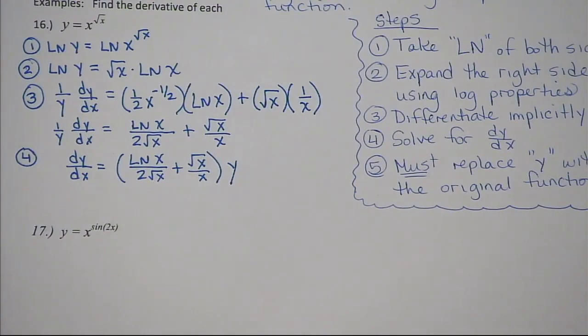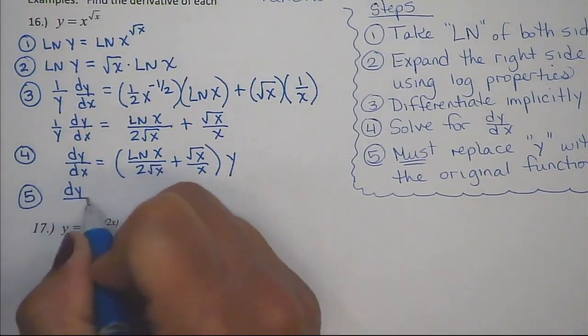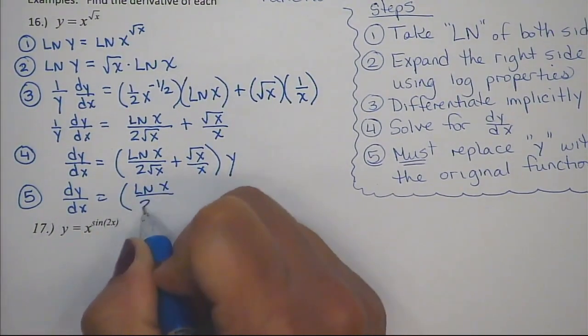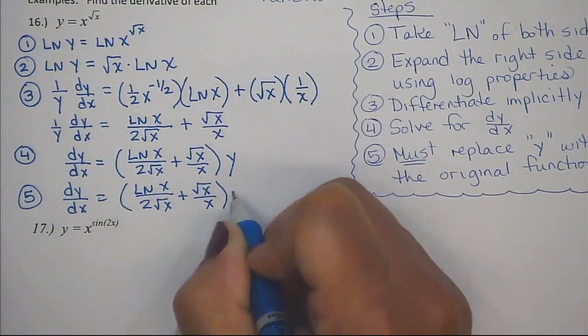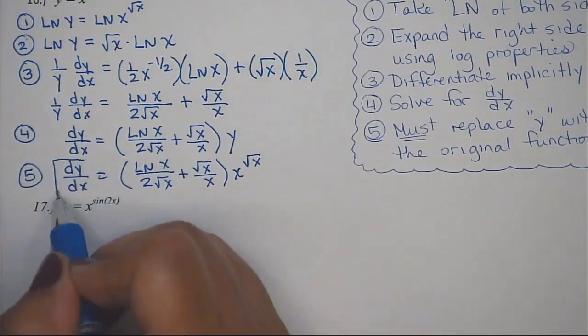So that is your answer, except the problem started off with just x's, so we have to end the problem with x's. So that's step number 5. Can't leave y in your answer on the right side. So you're going to replace that y with the original function, which was x to the square root of x. So our last and final answer, our derivative of this problem, is the natural log of x over 2 square root of x, square root of x over x, times x to the square root of x. Okay, so there's your answer.